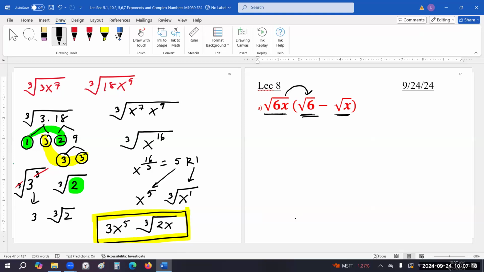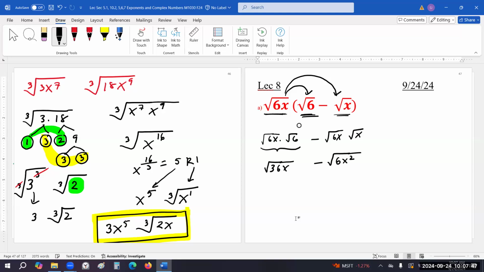So multiply square root of 6x times square root of 6. And then we have a minus. We multiply the other term, square root of 6x times square root of x. It's a distribution. We get square root of 36x and square root of 6x squared.